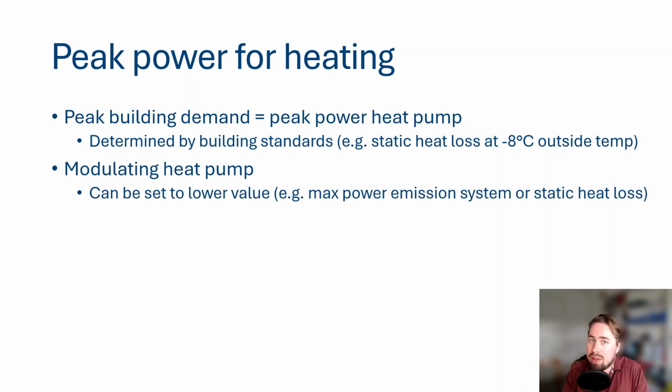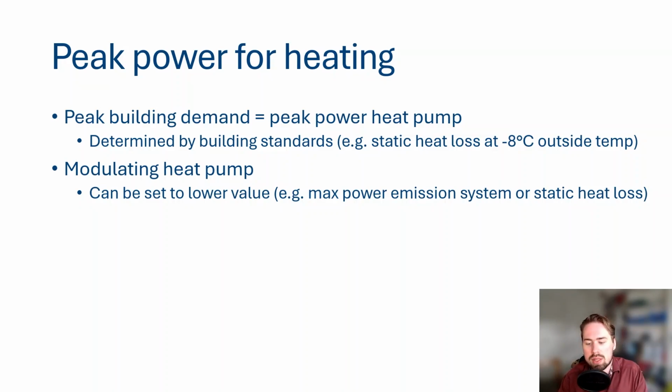Now, in case you have a modulating heat pump, you can actually set the peak power of the heating to be a lower value. So imagine you have 7 kilowatts of static heat loss, and you say, well, let's take a heat pump of 8 kilowatts. Then you should design your geothermal system to work with 8 kilowatts, because if you install a heat pump of 8 kilowatts, it can demand 8 kilowatts, and your bore field should be designed for that.